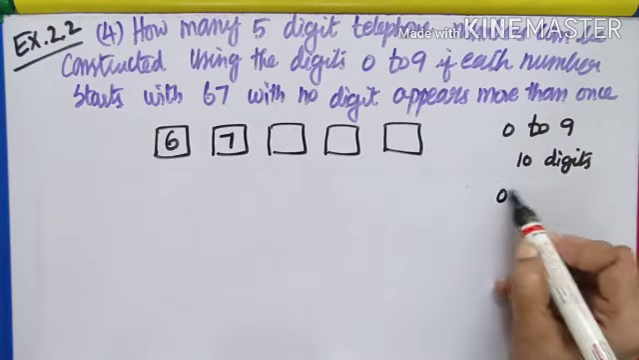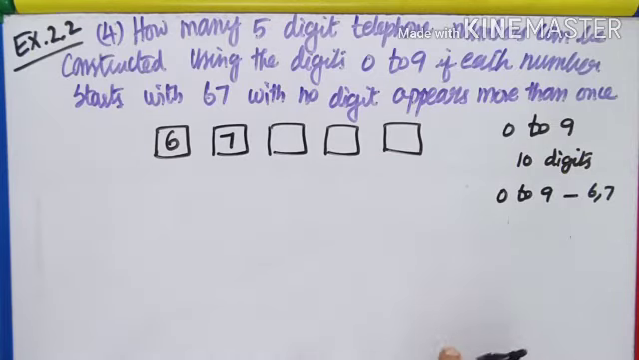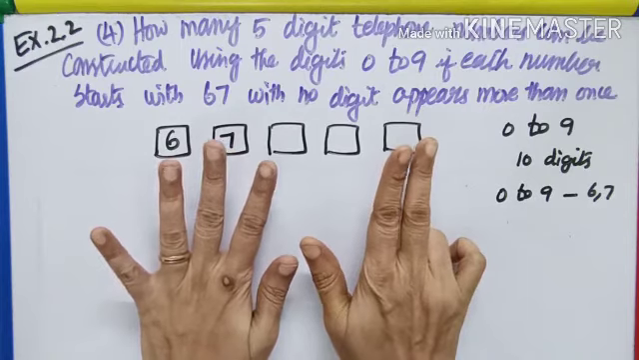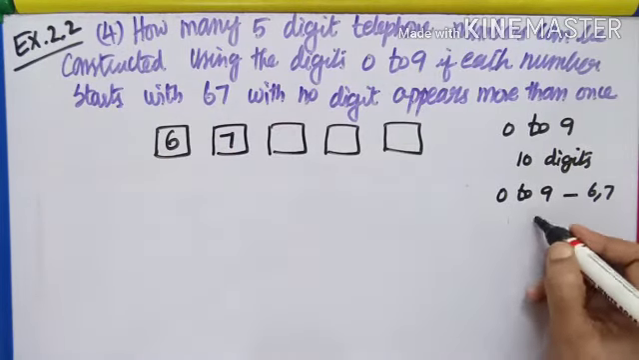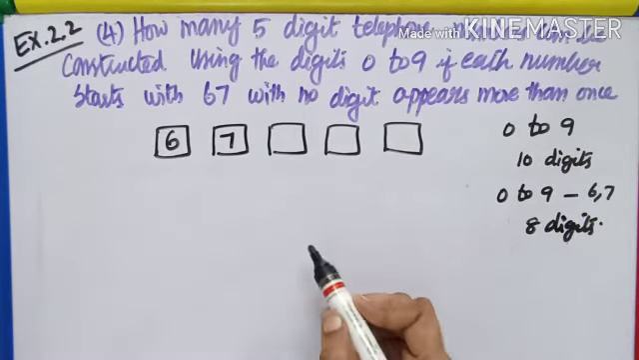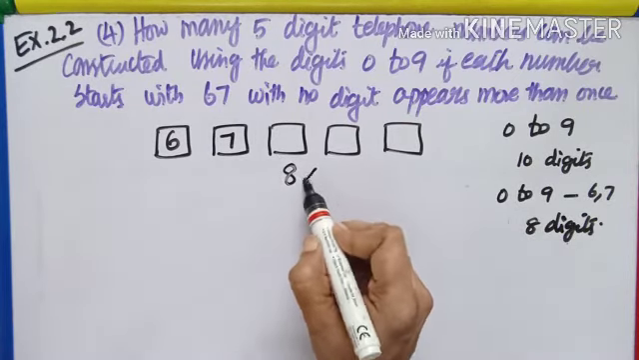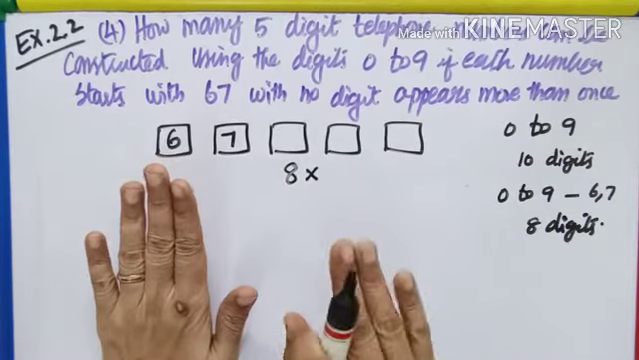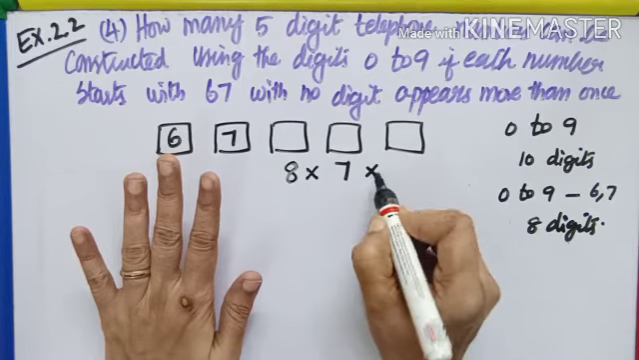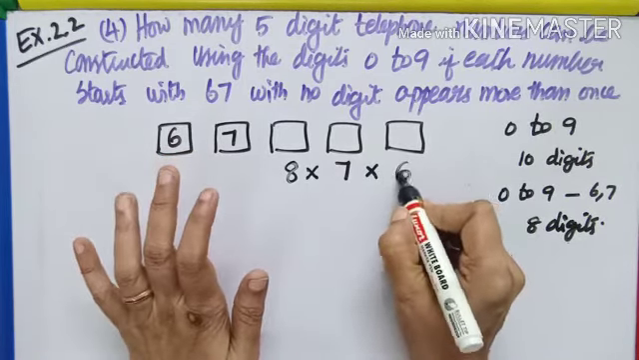Out of 0 to 9, I am removing 6 and 7. How many digits remaining? Totally there are 10, 6 and 7 I am removing. So remaining there are 8 digits. And how many boxes are there? 3. Out of the 8, any one will go here, 8 ways. In 8, one number is gone. So now how many numbers remaining? 7. So 7 will go here. Out of 7, one number is gone. So how many remaining? 6. So 6 will go over here.